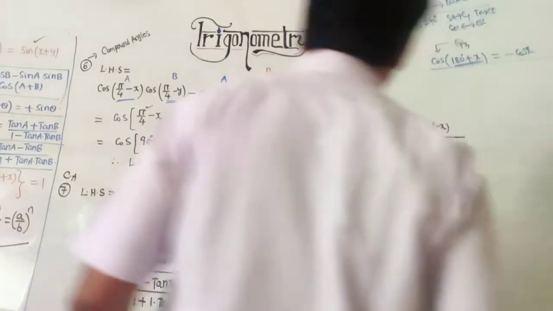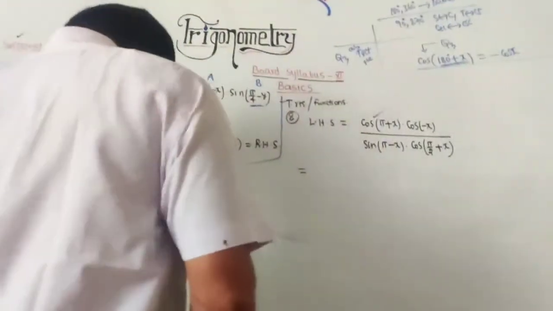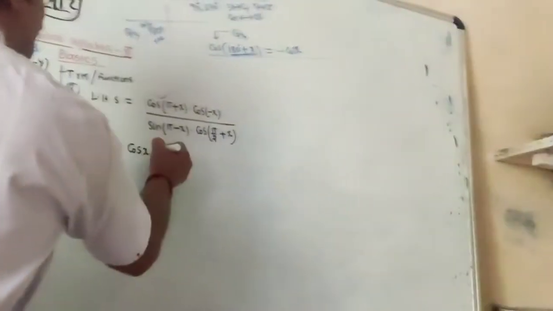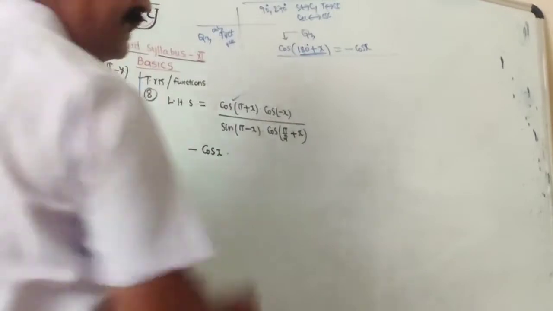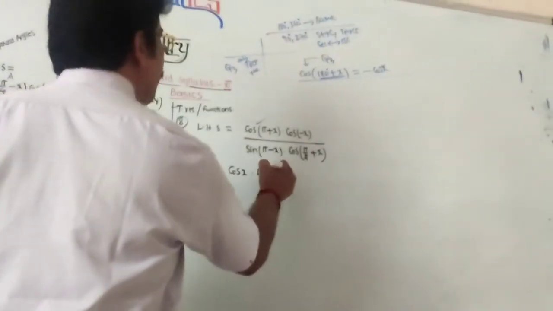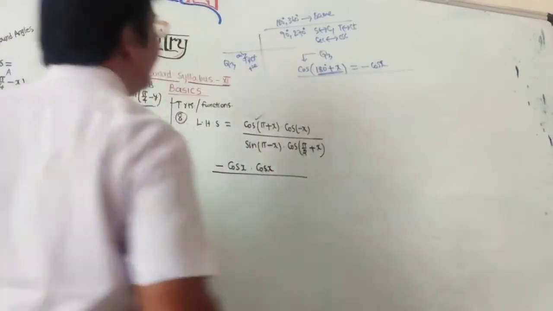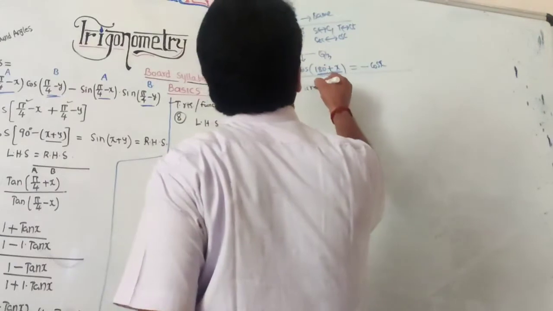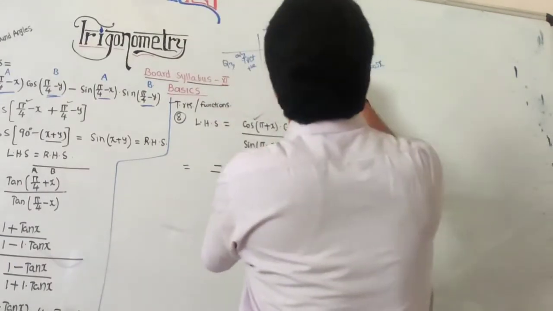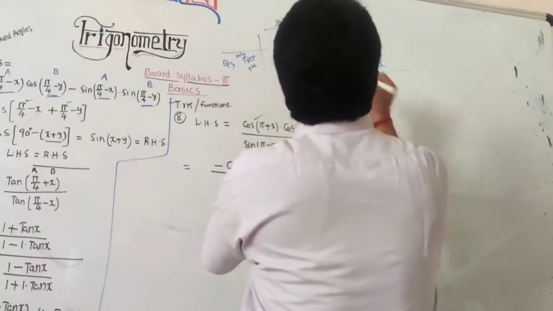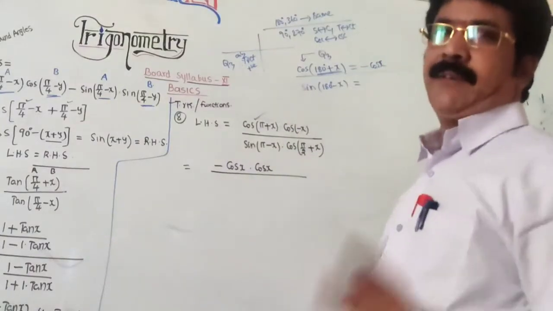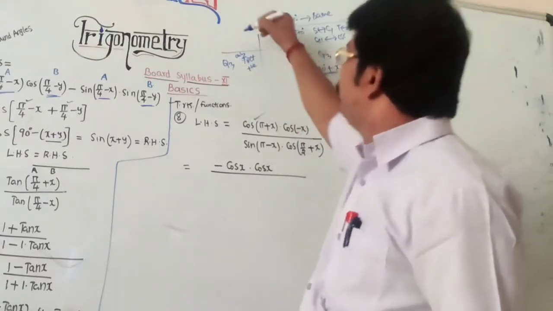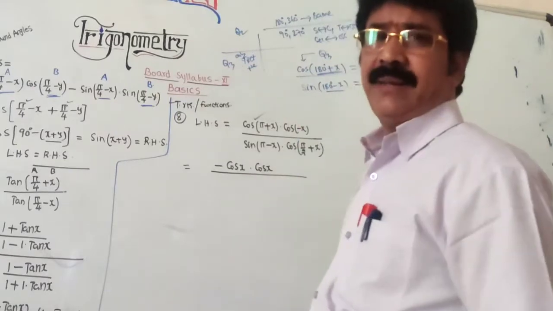Remember. Next. What is its value? Minus cos x, into cos of minus theta, which is cos theta. Next, divided by sine of 180 degrees minus x. What is it? First point, quadrant. Does 180 minus x lie in which quadrant? Second quadrant. Am I right?